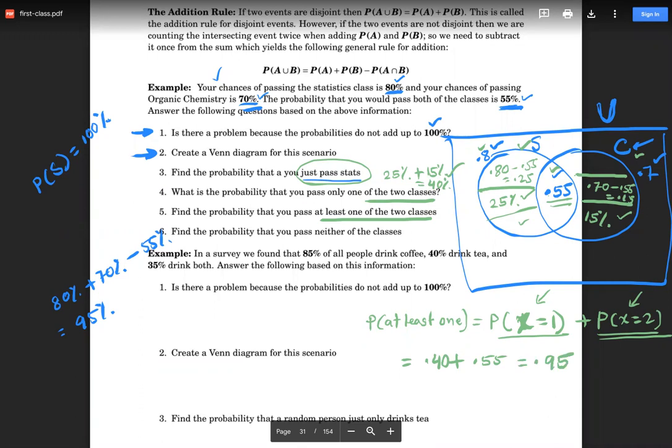Now the last thing is this. Find the probability that you pass neither of the classes. That means you fail both. Probability of failing both classes.